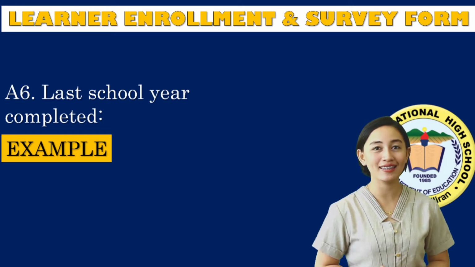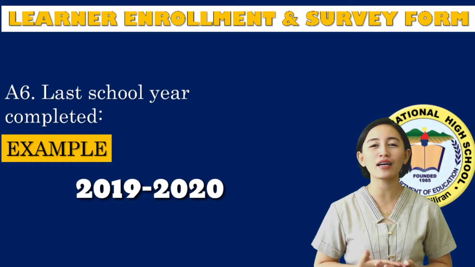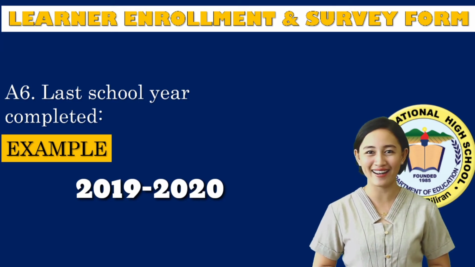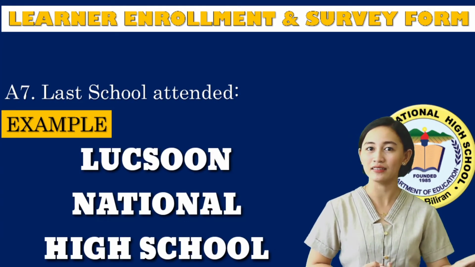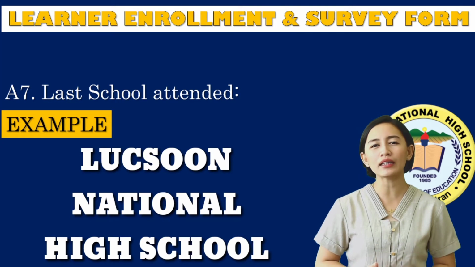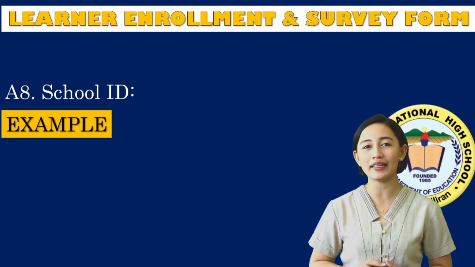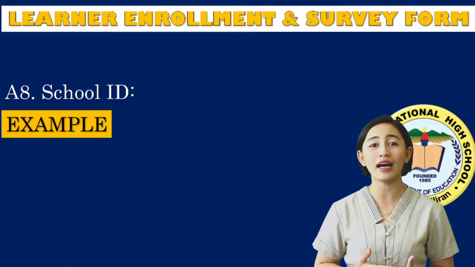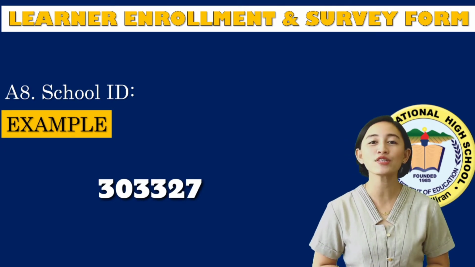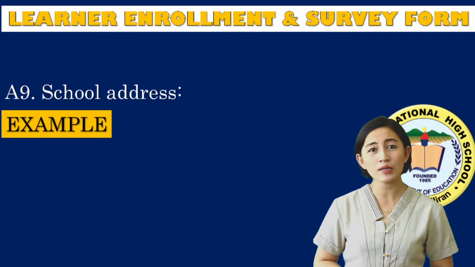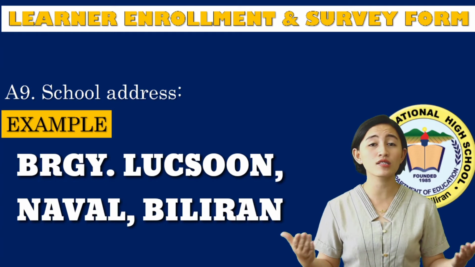For Part A6, last school year completed, note that kung ikaw ay balik-aral, isulat ang school year kung kailan ka ulit nag-aral. For A7, last school attended, you write your school last attended. Kung ikaw ay transferee, isulat ang paaralan ng iyong pinasukan last school year. And for A8, school ID, ito yung school ID kung saan ka nag-aral last school year. Example, 303327. Ilagay din ang school address, Barangay Lucsoon, Amabelle. This is based on the last school attended.